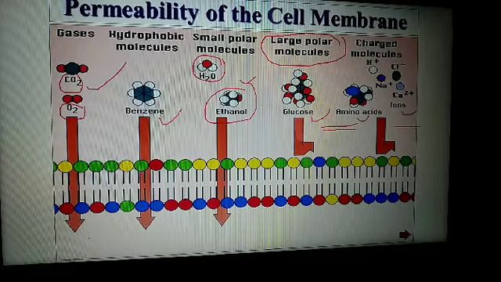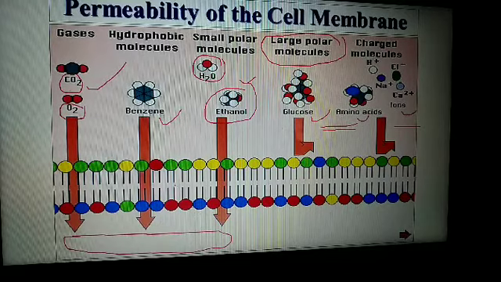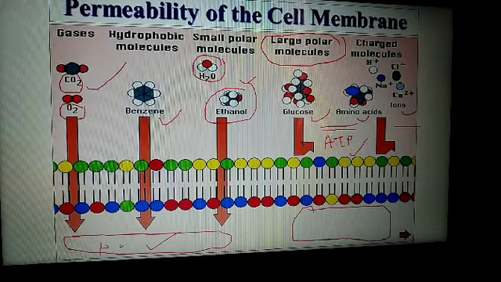Those which can pass easily without any help pass through passive diffusion. And those which need some help, they may need ATP or some amount of energy, or some carrier proteins are required for their entry. This kind of transport is known as active transport.